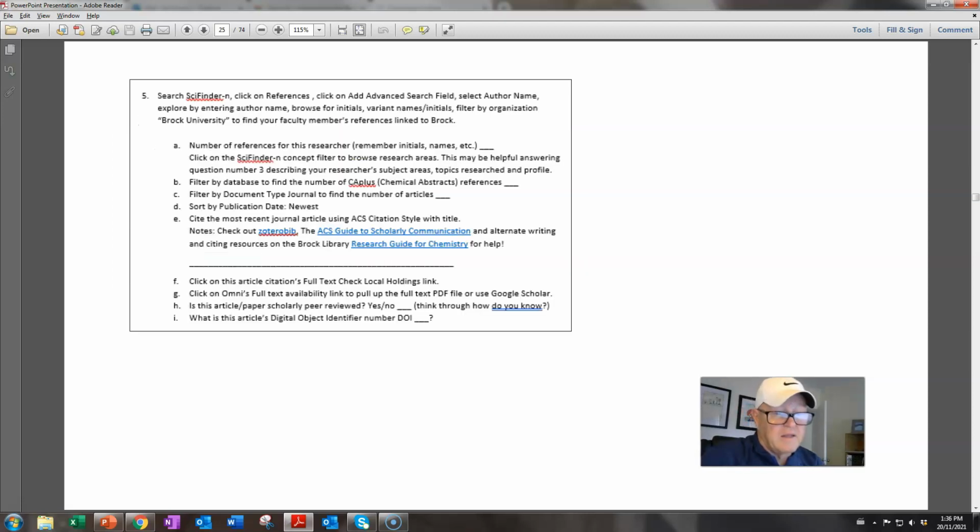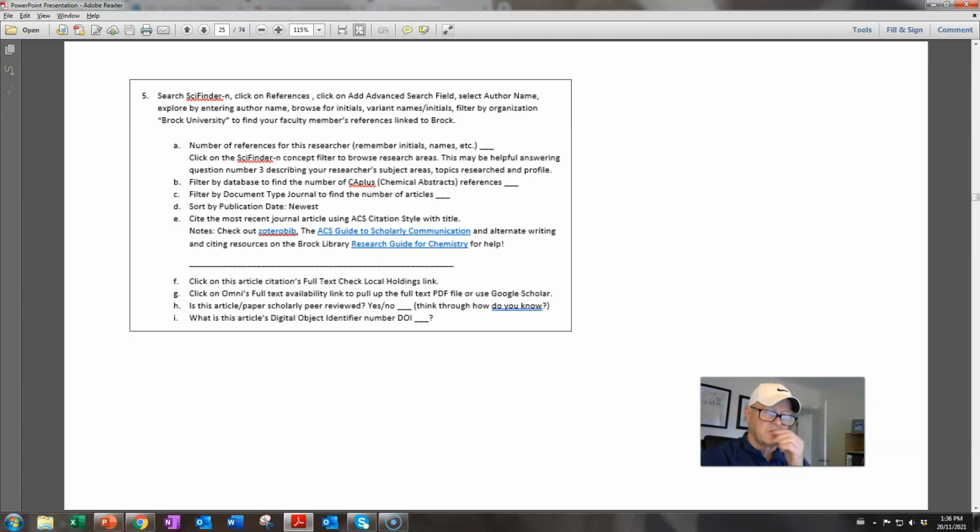Here's where we get into the meat of the exercise, question number 5. So we're almost halfway done. Go into SciFinder-n and click on References, and we'll show you how this works. Click on the Advanced Search field, and we want to search for an author's name by entering the name and initials. Remember Pilkington and Melanie and an M, so you have to kind of get a sense of what initials and first names they use. It could be more than one. And we want to look for things for their organization, meaning Brock University. So it asks you a number of questions. You have to find a number of references.